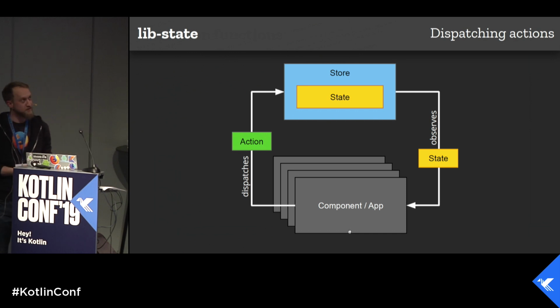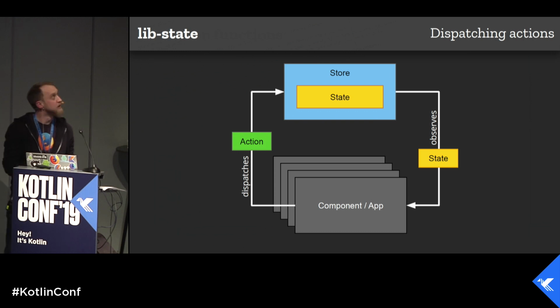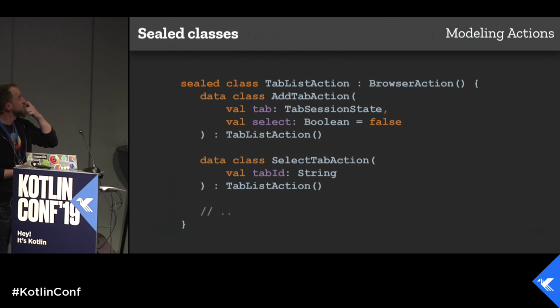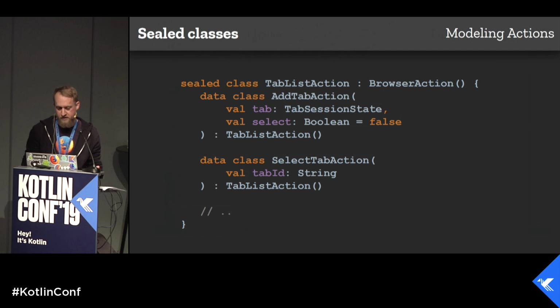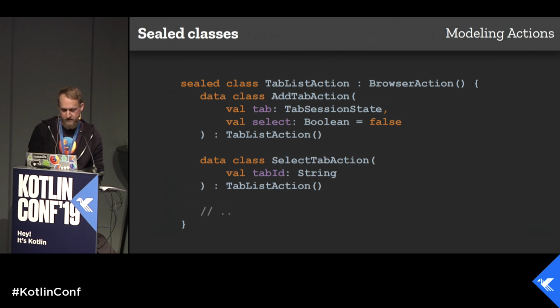I mentioned that the state is immutable. The missing piece is that, of course, the state still needs to change somehow. And that's possible by the component or app code dispatching an action on the store. For the actions, we used sealed classes. Sealed classes were a great choice because that just limited the options. And we could define the actions we wanted to support. And an app couldn't just invent random actions that we don't support.